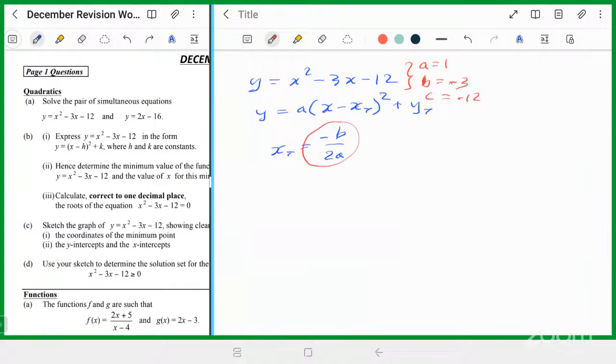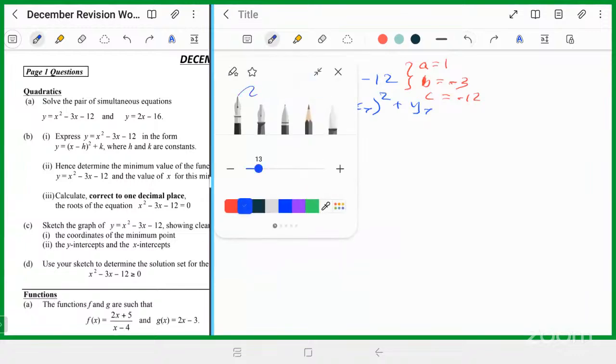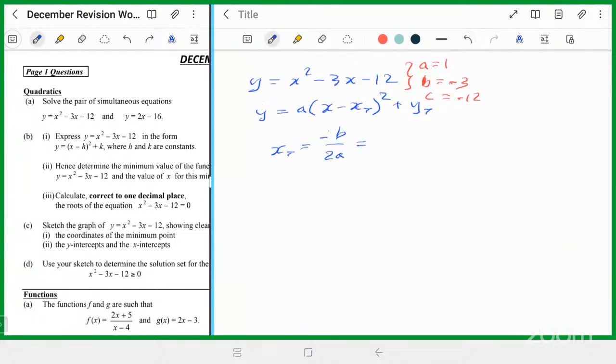So this is the formula for xt. Let's put the values on it. That becomes equal to, remember, write down that minus first. And then the b itself is this negative 3. So it's minus and negative 3. We can bracket it or we can leave it like that. All we know is that this becomes a plus. Minus minus is a plus.